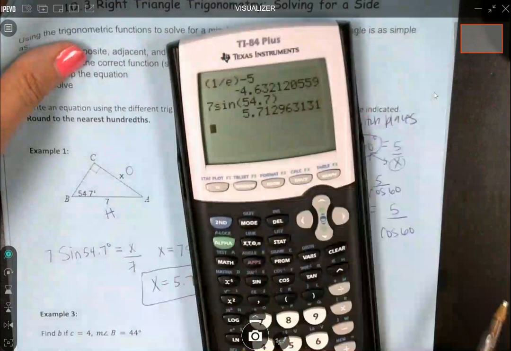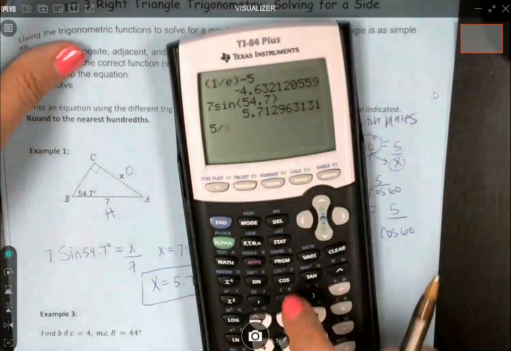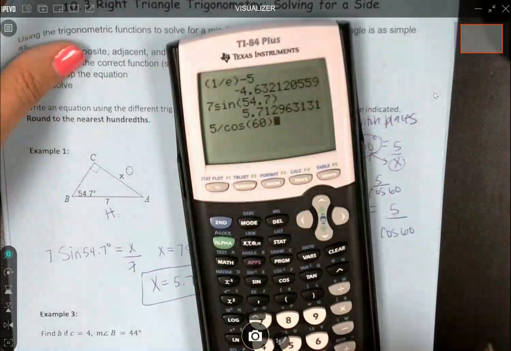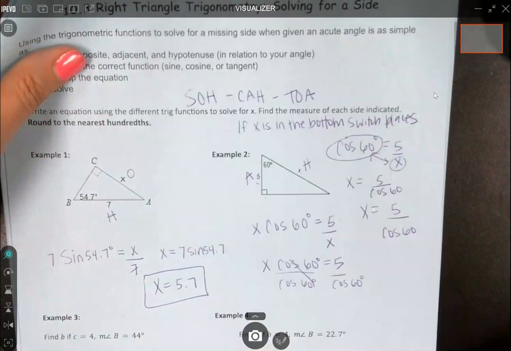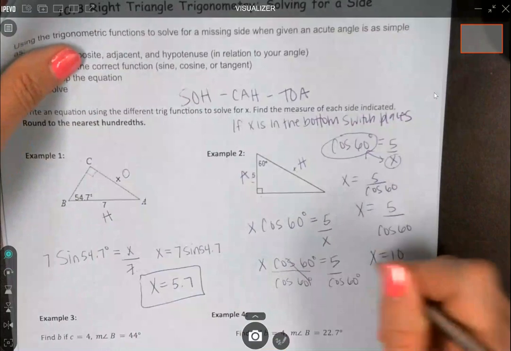Go back to our calculator. 5 divided by the cosine of 60, close the parenthesis, and we get 10. So the answer here, X equals 10.